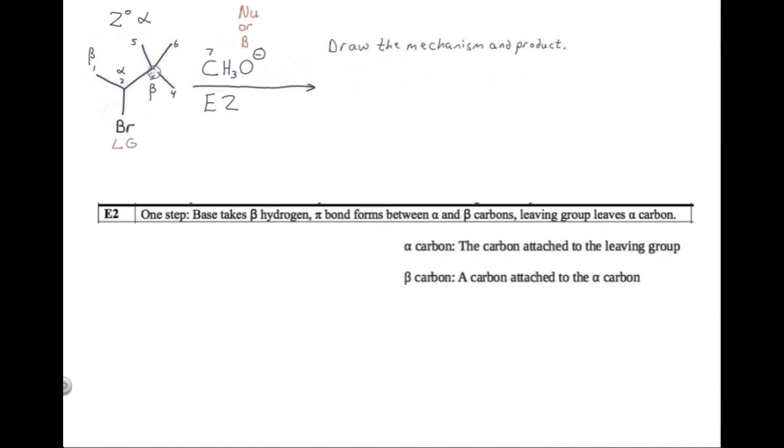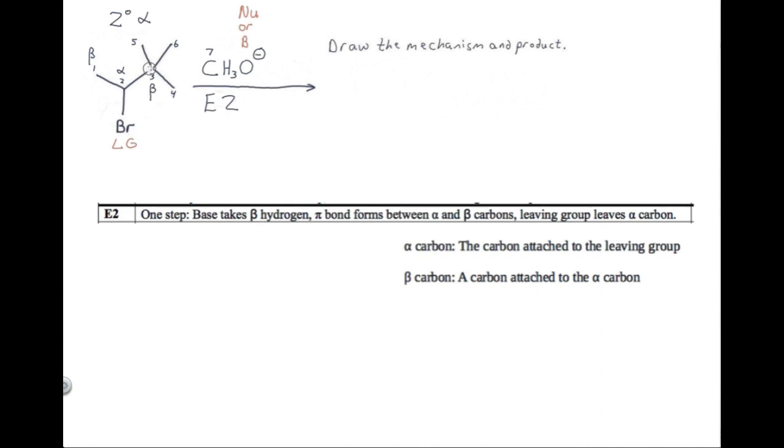Now, which of these beta carbons should we use in our E2 mechanism? Carbon 1 or carbon 3? Well, notice that in the E2 mechanism, we need the base to take the beta hydrogen. A beta hydrogen is a hydrogen attached to a beta carbon. Well, notice that carbon 1 is attached to some hydrogens. Carbon 1 is attached to 3 hidden hydrogens. But carbon 3 is not attached to any hydrogens.